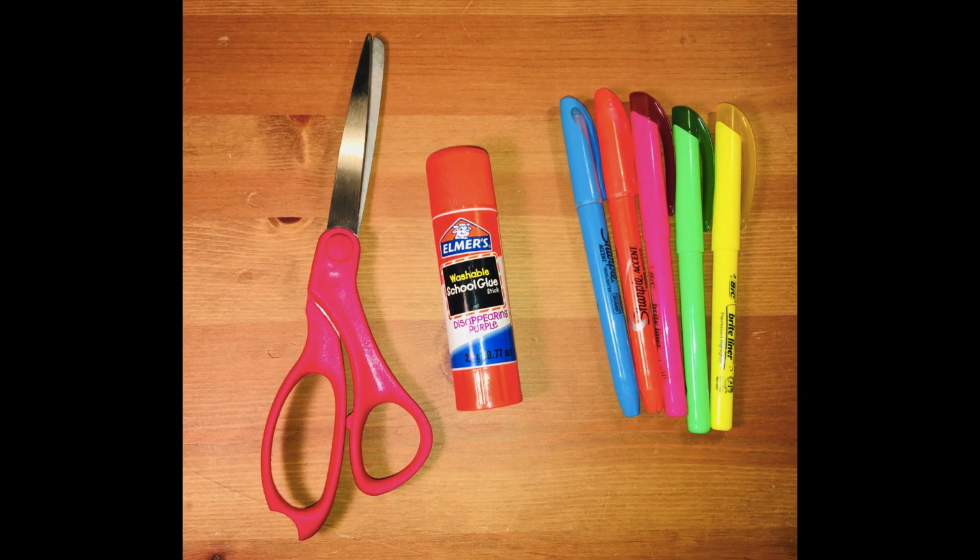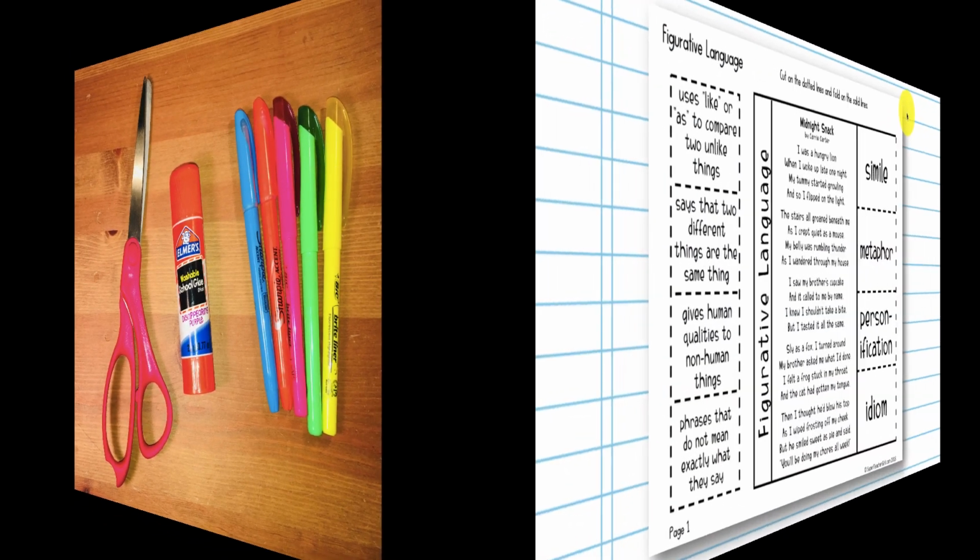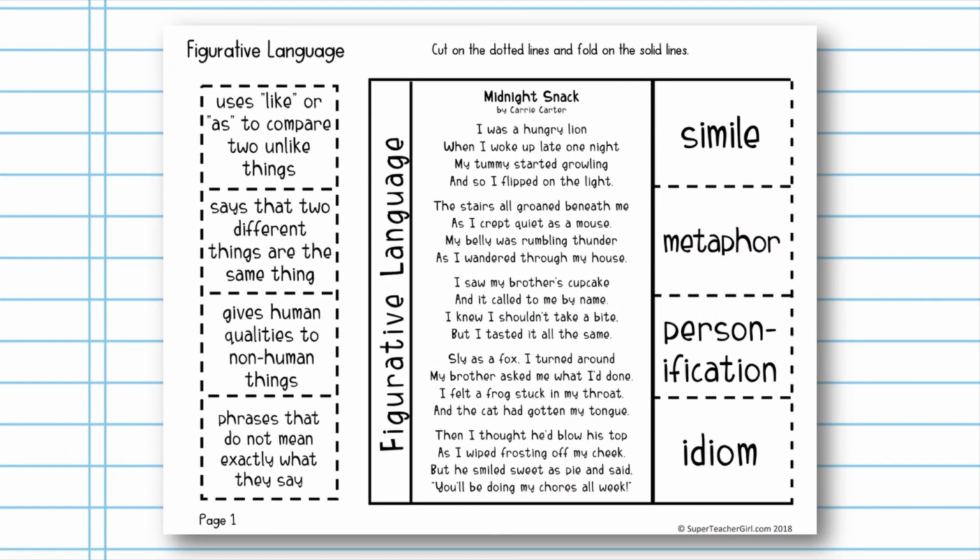For this activity, you're going to need some scissors, a glue stick, and some highlighters, markers, or colored pencils. This is the handout that I'm going to be using in this video. If you don't have it, check the description box below and you can go grab yourself a copy. If you do have it, go ahead and get these two pieces cut out.